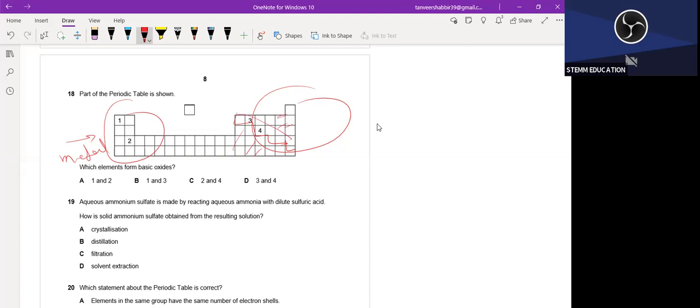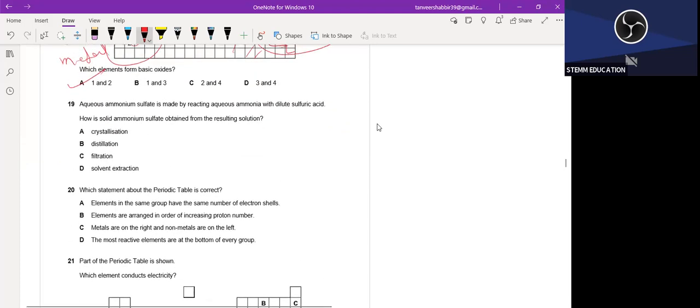So overall, what is the question? Which element forms a basic oxide? As I already told you, metal oxides form basic oxides and non-metal oxides form acidic oxides. So here we need a basic oxide, which means we should have only metal oxides. So 1 and 2 are the basic oxides.